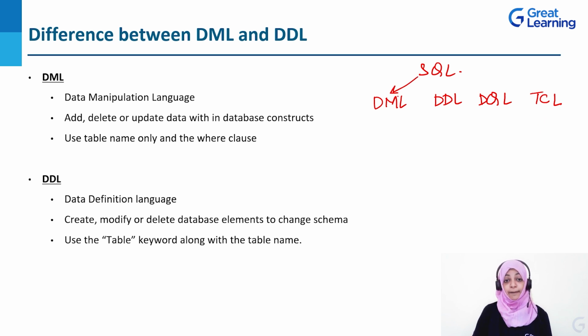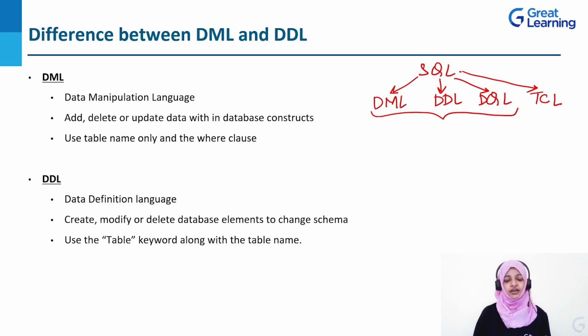DML is charged with manipulating the data. DDL is charged with defining and creating the structures within that database. DQL is data query language, which is charged with actually retrieving and querying the data that is present in the database. Lastly, we've got TCL, which is transaction control language. It actually helps us maintain the integrity of the complete database while also coordinating between all of these various queries. So SQL on the whole consists of all of these various subsets of queries.